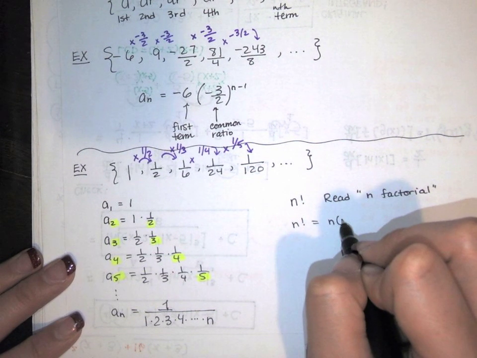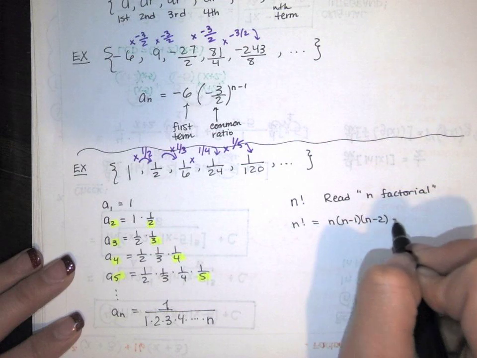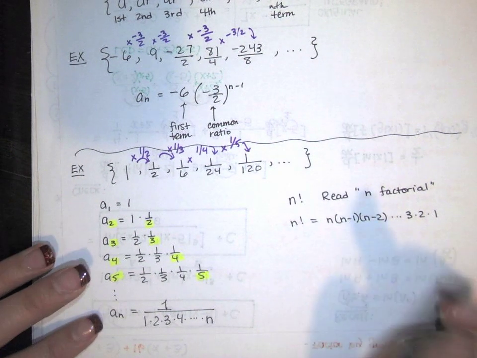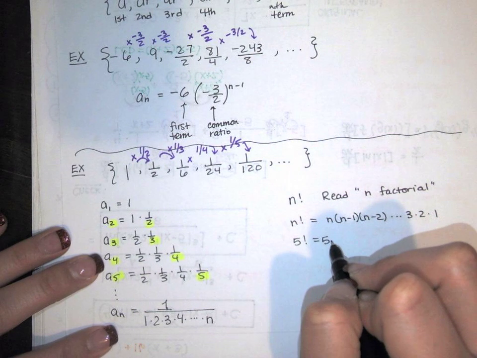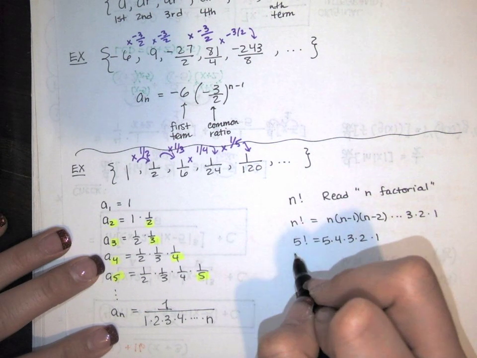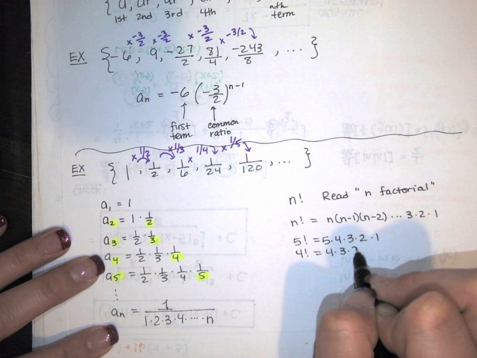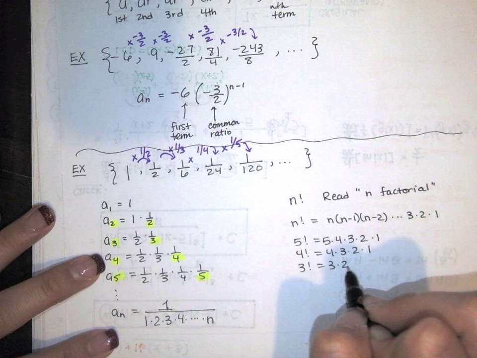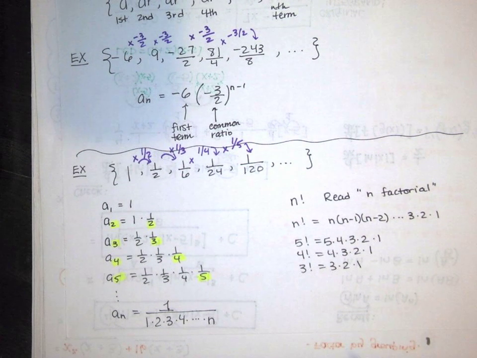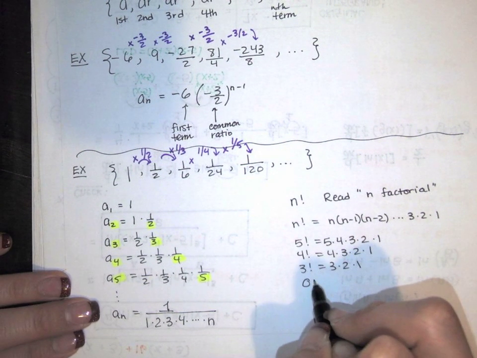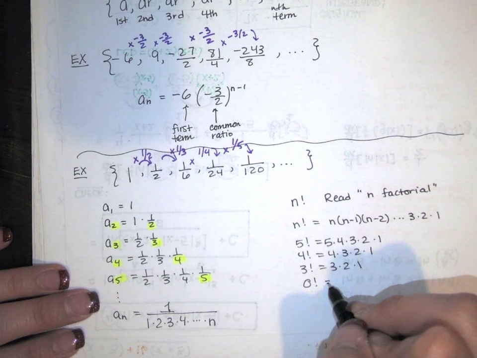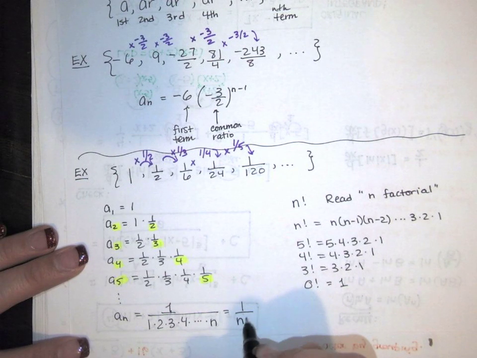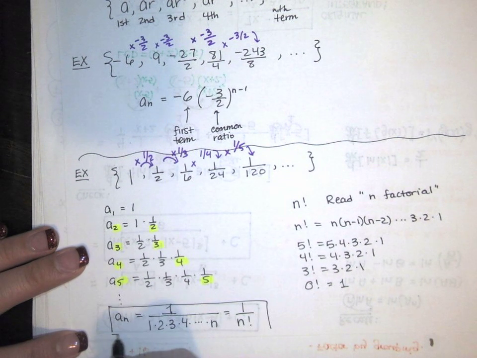It means to start with n and then multiply by 1 less, and then multiply by 1 less until you get to 3 times 2 times 1, provided that n is greater than 3. So like 5 factorial is 5 times 4 times 3 times 2 times 1. 4 factorial is 4 times 3 times 2 times 1. 3 factorial is 3 times 2 times 1. And it's just defined this way. It's defined in terms of something called the gamma function. I'm not going to get into it here. But 0 factorial is 1. So this is actually 1 over n factorial. That's our formula for a sub n here.